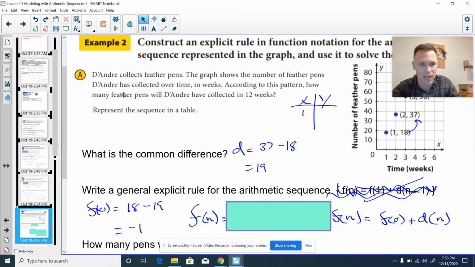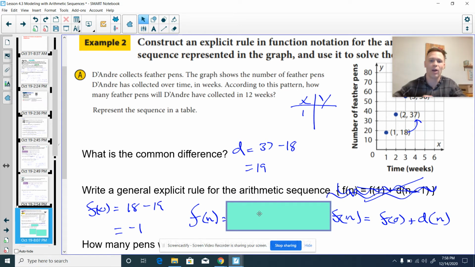According to this pattern, how many pens will he have after he's been collecting for 12 weeks? Should have read that at the beginning. So the -1 represents how much he had before he started collecting, which doesn't make much sense. But we're going to give the book a pass on this and just roll with it.